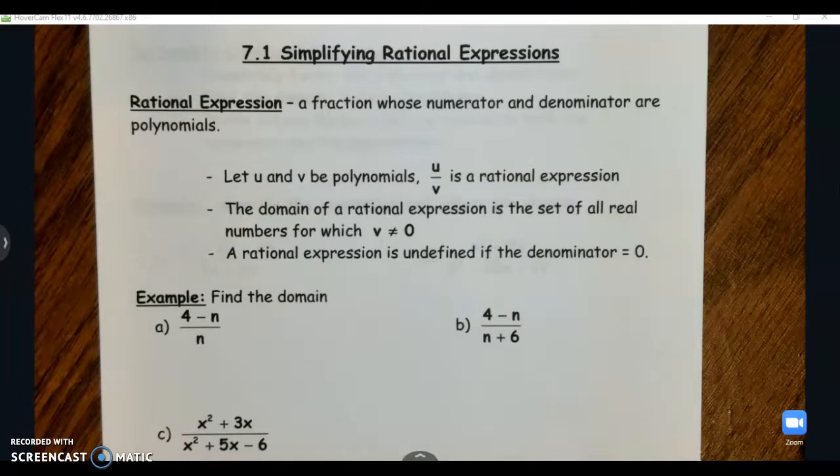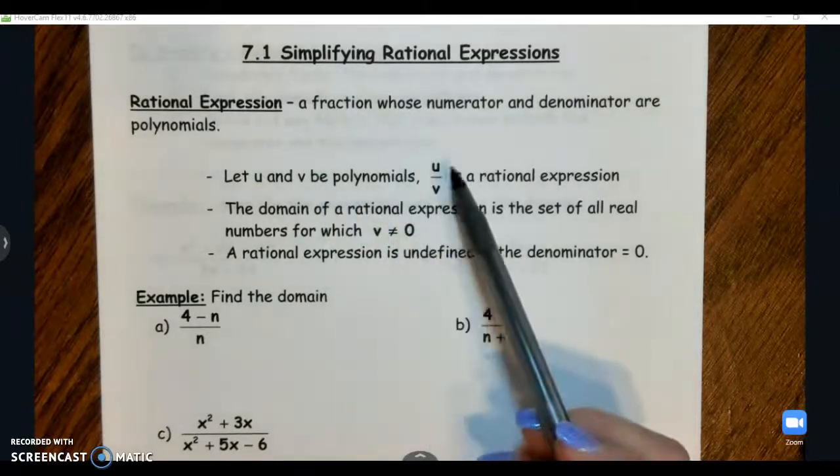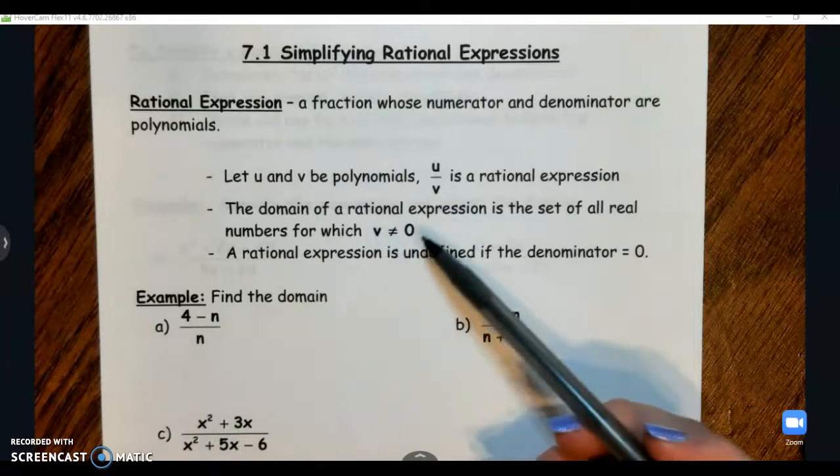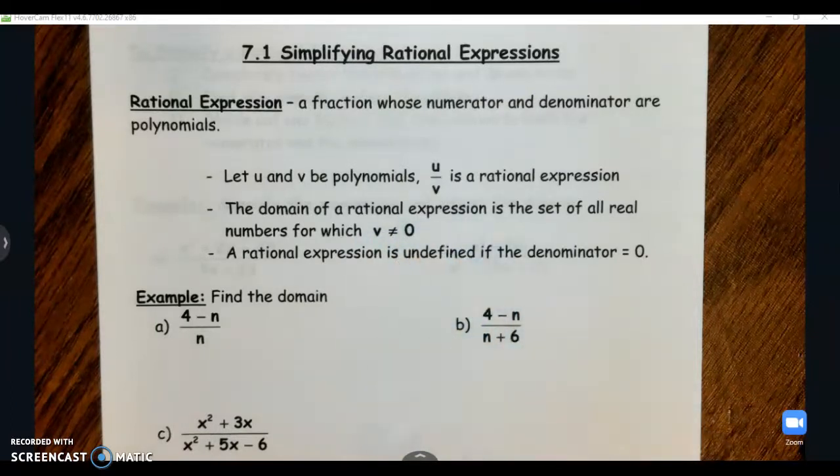So a rational expression is a fraction where our numerator and denominator are polynomials. So we have things being added and subtracted in the top and the bottom. So it's just like a really ugly looking fraction. So we call that a rational expression. So in our rational expression, obviously we still have rules about our domain. And our domain, remember, our denominator cannot be 0. And then it's undefined if our denominator does become 0.